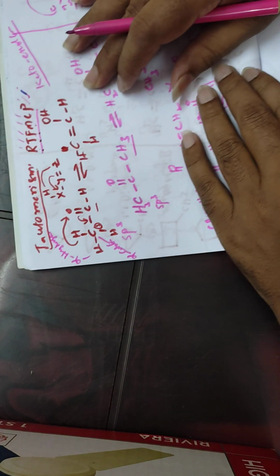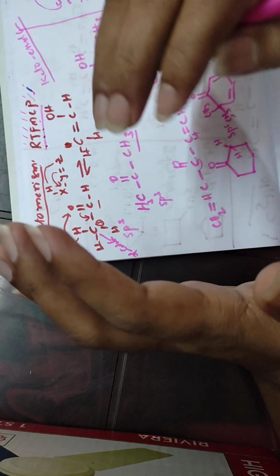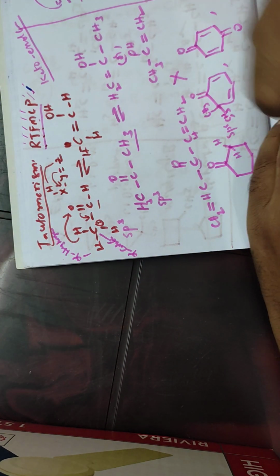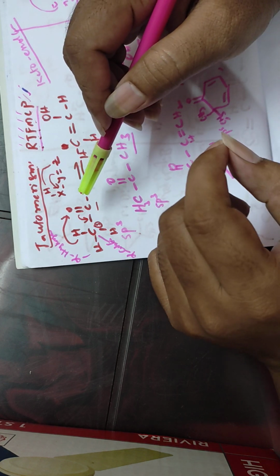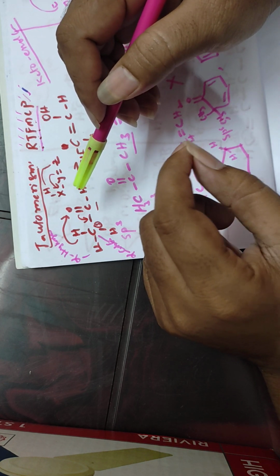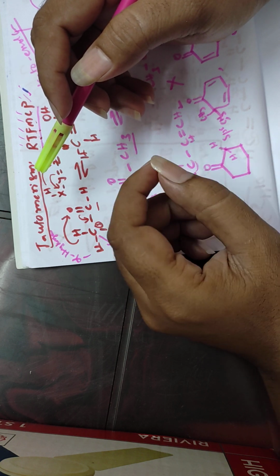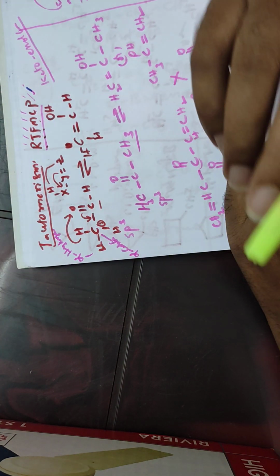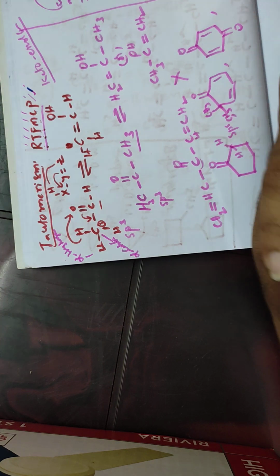Okay, next one. Which conditions are needed to exhibit tautomerism, you see here. The compound should have the alpha carbon and alpha hydrogens, and that alpha carbon should be in sp3 hybridization. Those are the conditions needed to exhibit tautomerism.